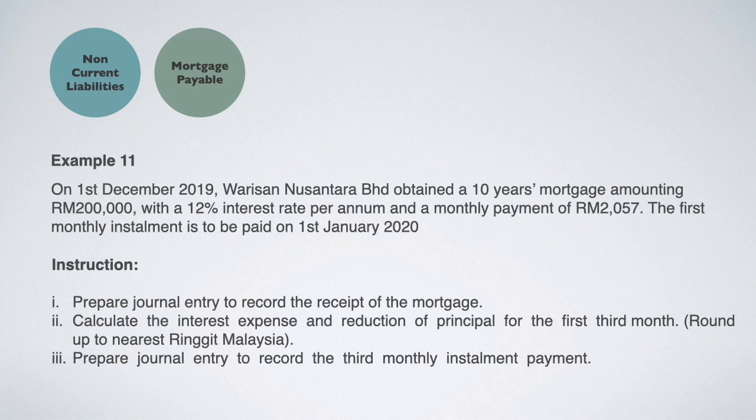Okay, now we move to the last example for the non-current liabilities, which is mortgage payable. So, mortgage ni dalam bahasa Malaysia ialah gadai janji. In this case, dia kata syarikat ni dipinjam, dia buat satu pinjaman mortgage 10 tahun, nilai dia 200,000, 12% interest rate per annum. Okay, tapi dia dah janji disebabkan dia buat pinjaman ini, dia kena bayar setiap bulan 2057 and the first monthly installment is to be paid on 1st January 2020. Okay, so maknanya dia kena bayar 2057 tu, so 1st January dah kena bayar.